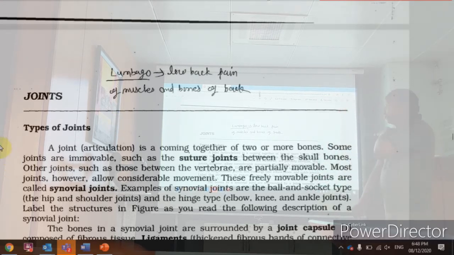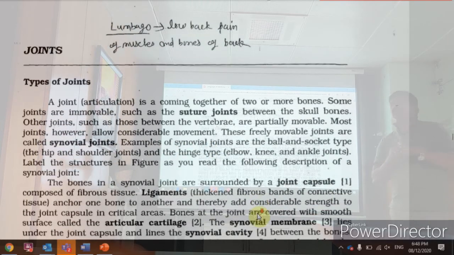Now, let's go ahead and complete our joints, which is a very small topic. Muscles will be later. Joints are articulations where two or more bones come together. That is where joints are necessary. Otherwise the sound will happen. Correct?